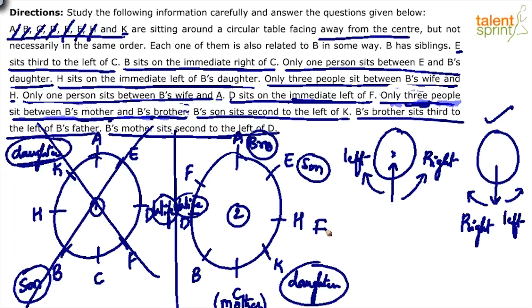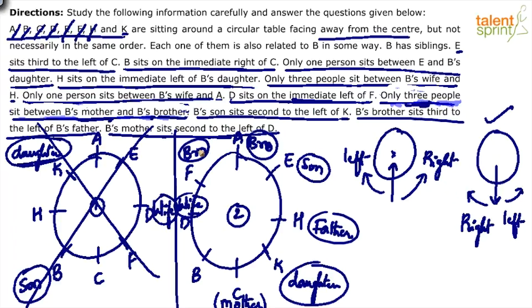I'll tell you why. If you take H is the father, what happens? Brother is third to the left of father, right? So go third to the left from the father. Third from the father on the left side. So father is here, third to the left of father. First, second, and third. F becomes the brother. Yes or no? This statement is used here now. B's brother sits third to the left of father. So first, second, and third.